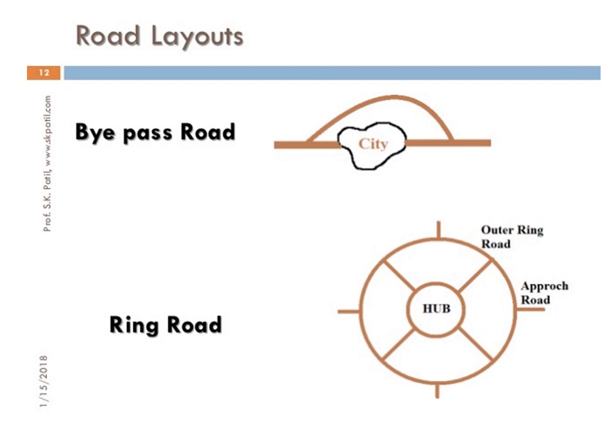Similarly, the ring road. So at the center there is a hub, and to the periphery of the town, the outer ring roads are provided, and again the approach roads are joined to the ring road to provide the transportation facility.